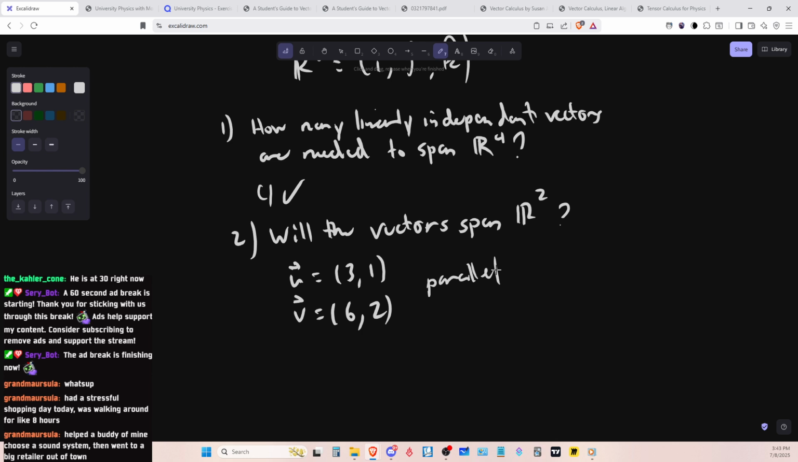The question is, I think a span has to be linearly independent, and since v is not linearly independent, it's literally just u times 2. I think the answer is going to be D. No, because the vectors are parallel.